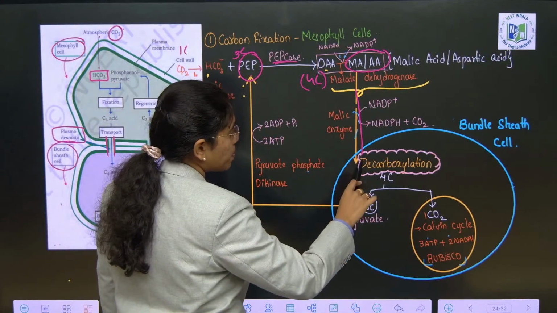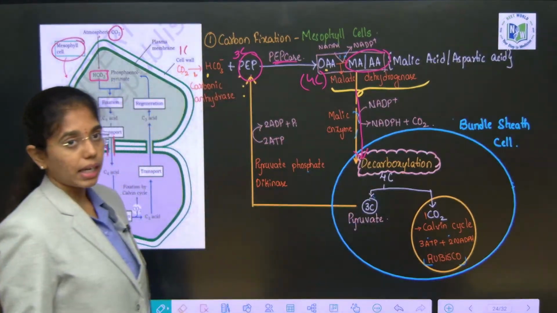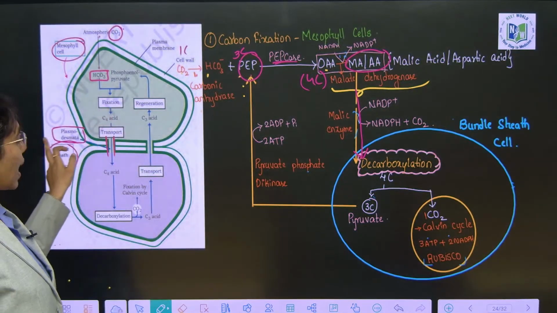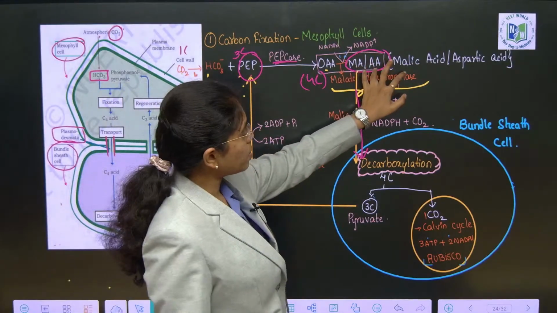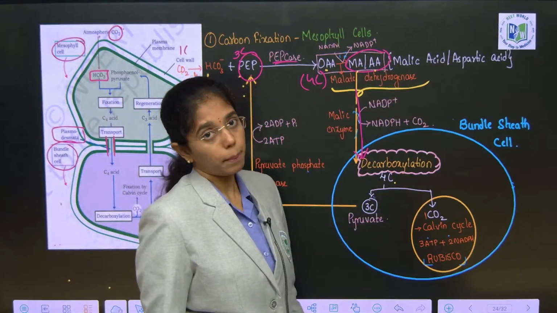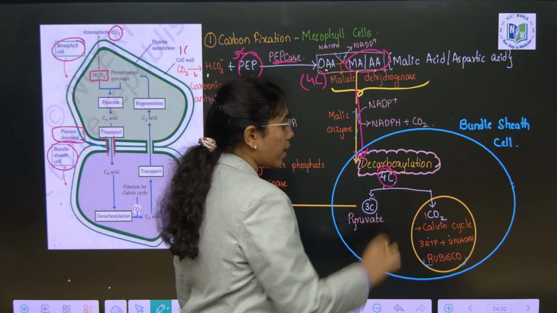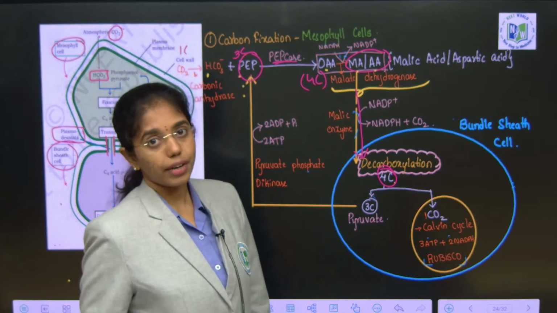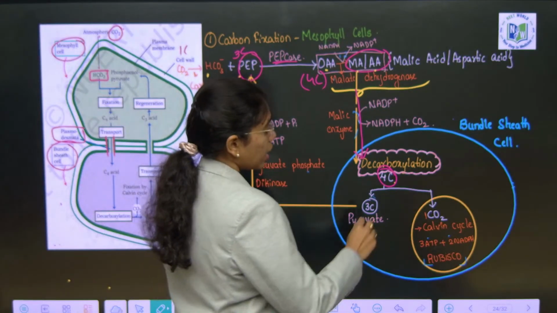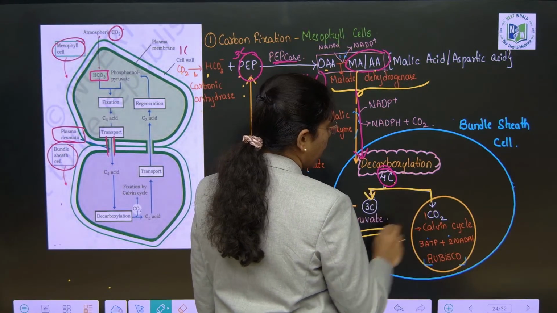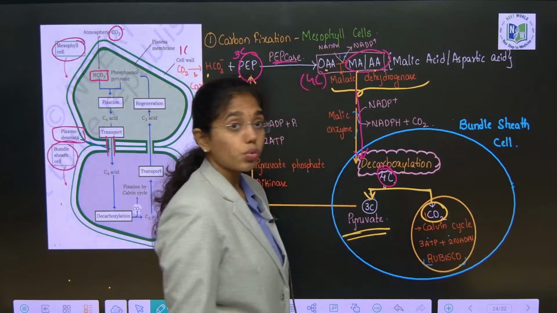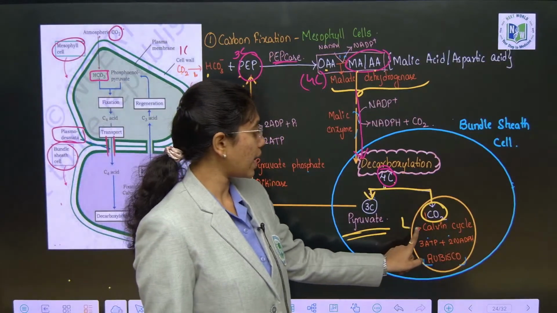Malic acid or aspartic acid is transferred to the bundle sheath cells via plasmodesmatal connections. Once the malic acid or aspartic acid enters the bundle sheath cells, these are 4 carbon compounds, and a decarboxylation reaction happens, wherein the 4 carbon compound is separated into 3 carbon pyruvate and 1 carbon dioxide. With this 1 carbon dioxide, the Calvin cycle is operated.